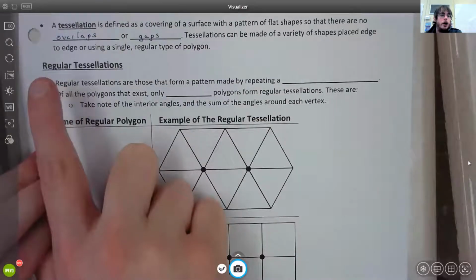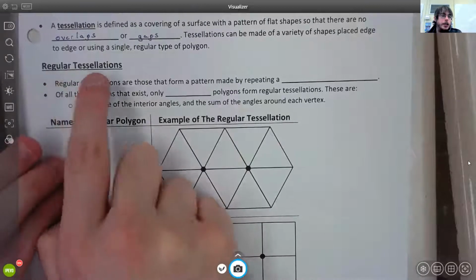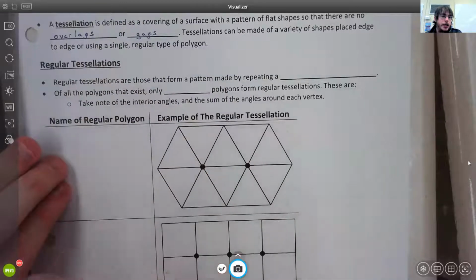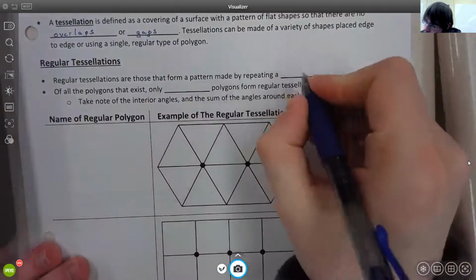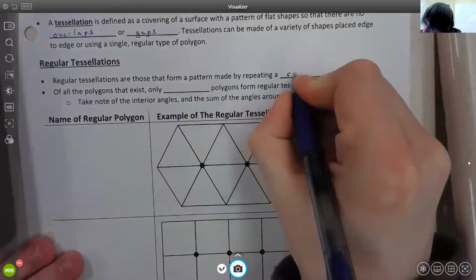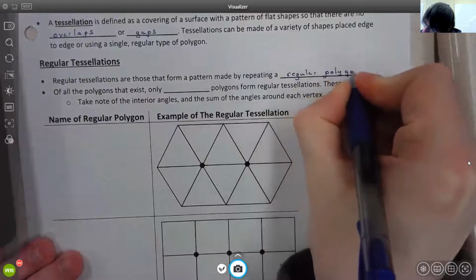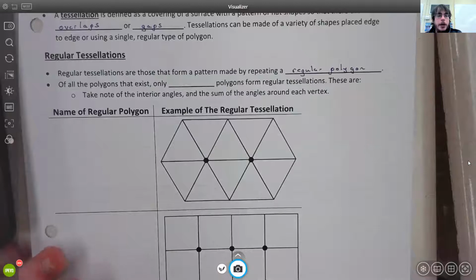So for our regular tessellation, there are two types. There's a regular tessellation and an irregular. And a regular tessellation is those that form a pattern by repeating a regular polygon. So regular tessellations form by repeating a regular polygon.